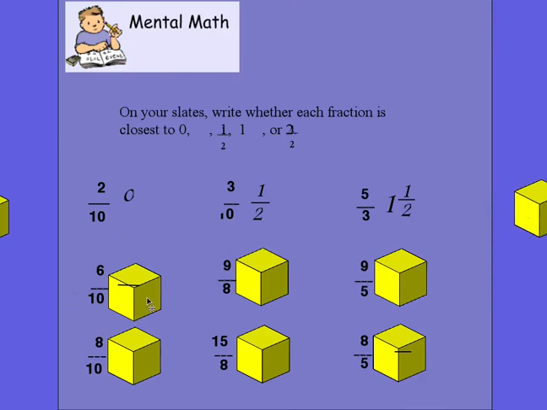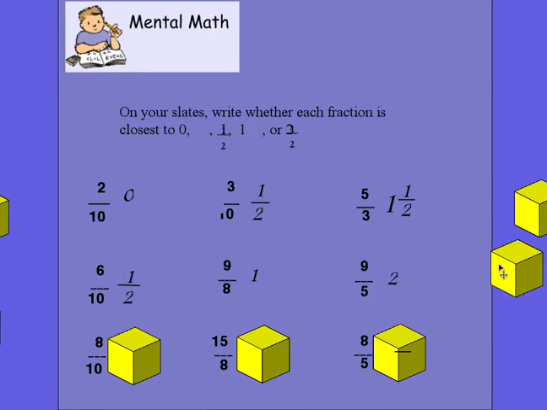6/10 is going to be decimal 0.6, which is close to a half. 9/8, once again, is top-heavy, and it's going to be closer to 1 because it's going to be actually 1 1/8. 1 1/8 is a lot closer to 1 than it is to 1 4/8, which would be a half. Top heavy again. How many times does 5 go into 9 without going over? Once, with a remainder of 4, so it is going to be closer to 2.